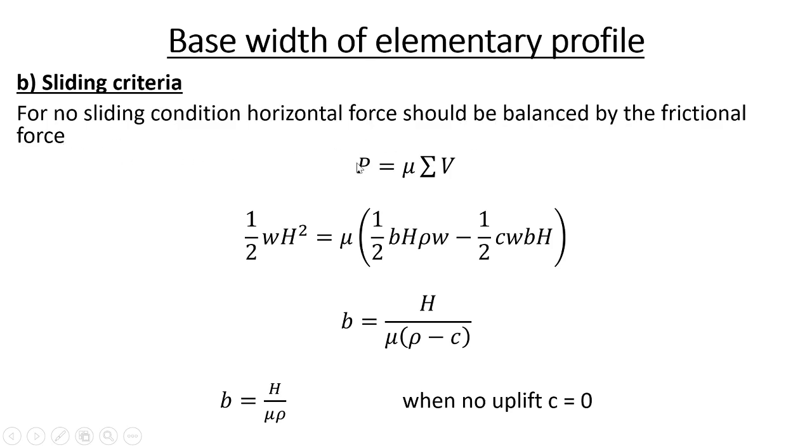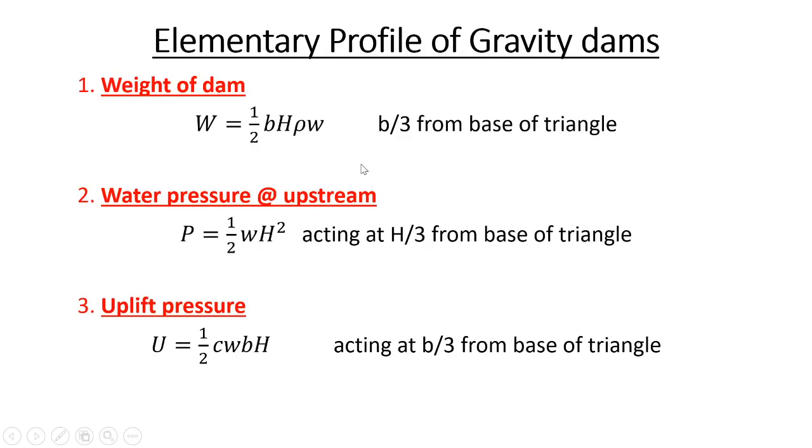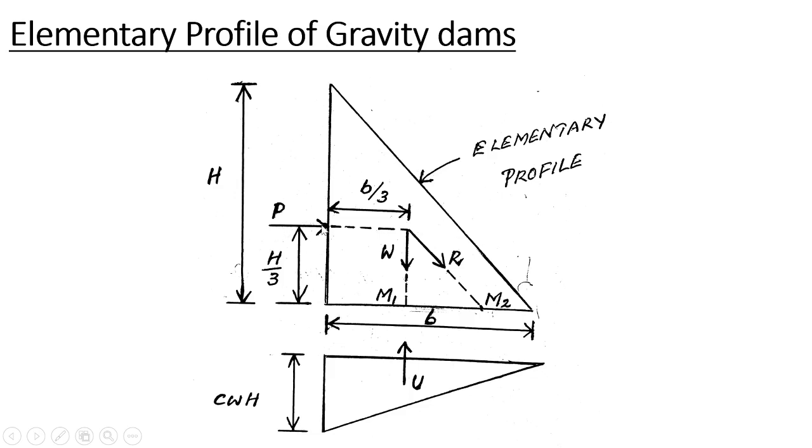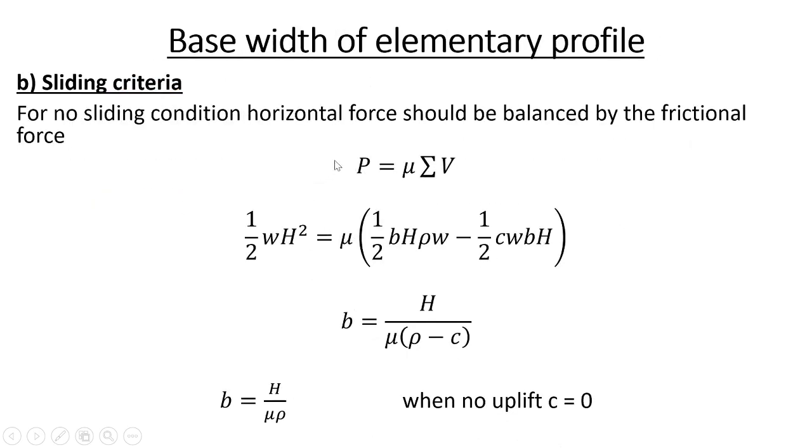So what is the horizontal force for the elementary profile? The only horizontal force is water pressure. So that water pressure P should be equal to frictional force. In order to find the frictional force, you have the basic equation: frictional coefficient into vertical forces. So this is capital P, that is water pressure, equal to mu into the vertical forces.